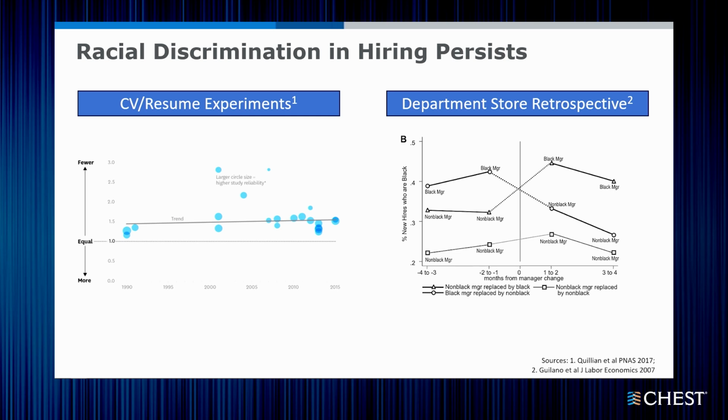Just looking at hiring to see what this is about, we can see two different things. This is taking identical CVs or resumes and changing to a black or a white sounding name. This is looking at department store hiring in the same location, same profitability, depending on whether there's a black or white manager. We see in both cases that black applicants are disadvantaged when they are not being hired by someone who is black, so when there's a white manager in charge. And so this would be a real concern if we empowered or doubled down on this tendency in professions where there's regular screening of spirometry.